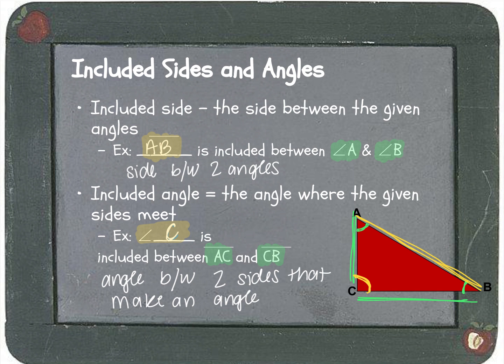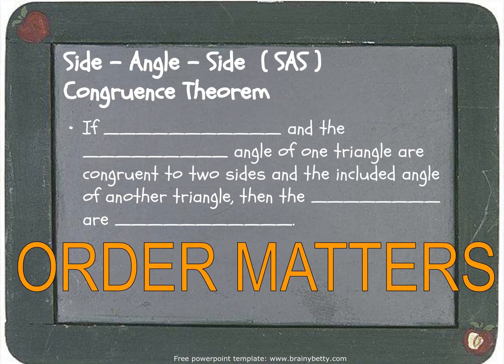Okay, we know how to find angles, we know how to find sides. Now it's just determining what it's between. All right, looking at this one, side, angle, side. Now we're trying to figure out how we're writing this. Your order matters. The order, side, angle, side matters. It has to be side first, then your angle, then your side.